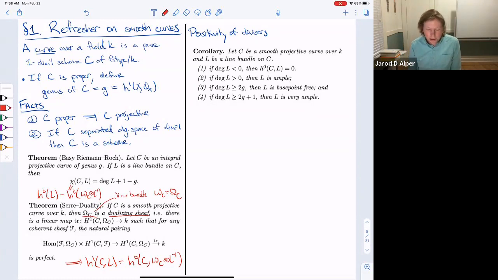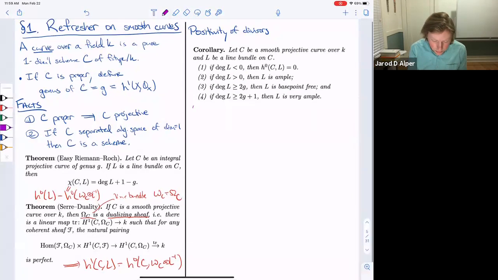And then using Riemann-Roch and Serre duality, we can get nice conditions for whether line bundles on smooth curves are positive. This is on the right-hand side here. If you take a smooth projective curve, then if the degree is negative, there are no global sections. If the degree is positive, it's automatically ample. So this easiest ampleness criterion is on smooth curves. But once the degree is at least 2g, you know it's base point free. And once it's even one larger, you know it's very ample.